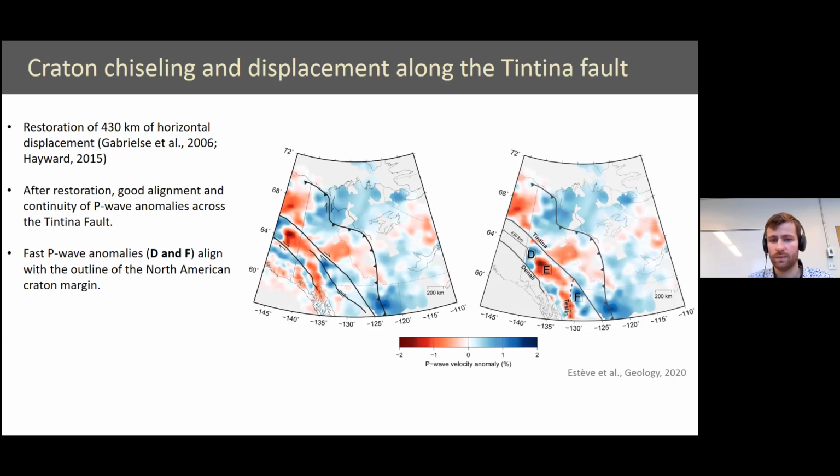So what we've done on this figure is we just restored those 430 kilometers across the P-wave model. And what we see after restoration, in this figure here, is a good alignment and continuity of P-wave anomalies across the Tintina fault, especially for the past P-wave anomalies labeled D and F here, which basically outline the North American Craton margin.